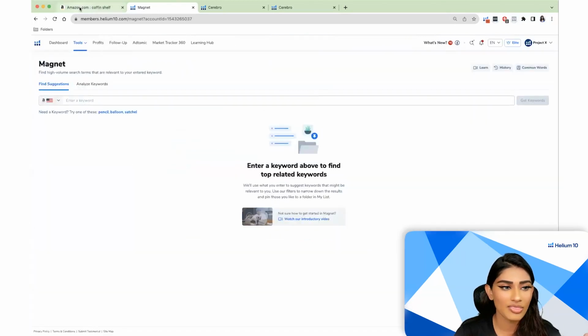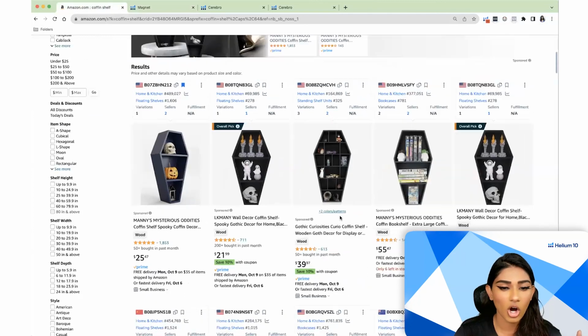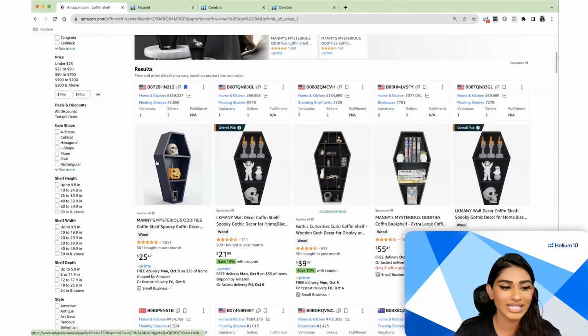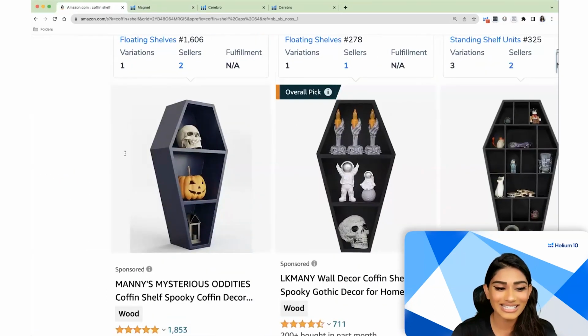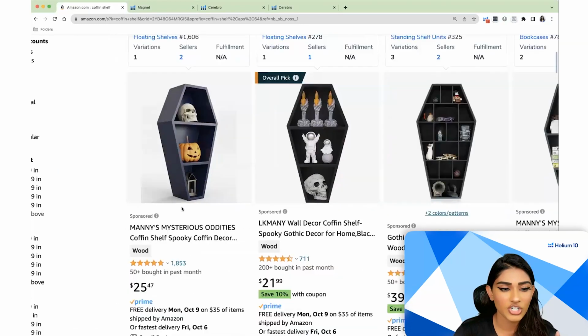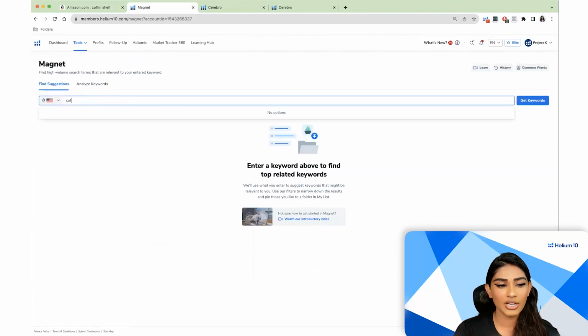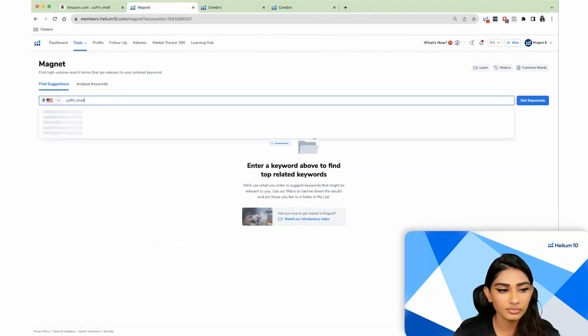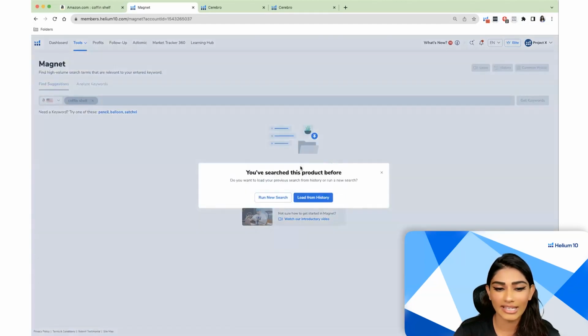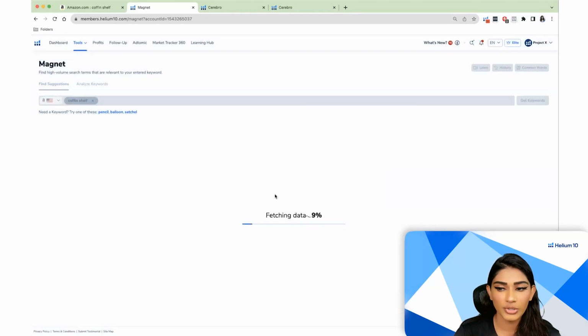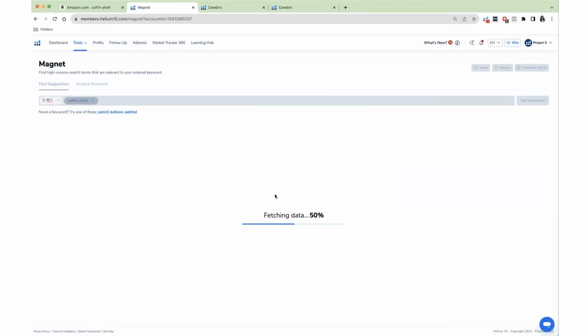So let's say that this product right here is our product or niche that we are interested in. This is our Project X test listing, Manny's Mysterious Oddities coffin shelf. It's a bookshelf, although I have seen people use it as a tray as well, or just for storage. And when we go inside of Magnet, what I'm going to do is just type in coffin shelf. And we do have an autocomplete that you'll be able to use, and click Get Keywords. I'm going to click Run New Search because I've looked this up before.